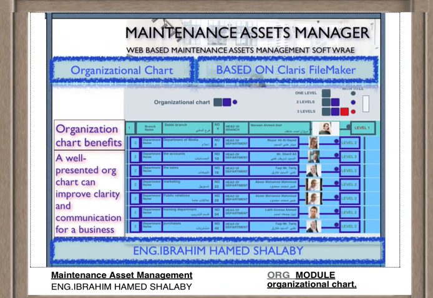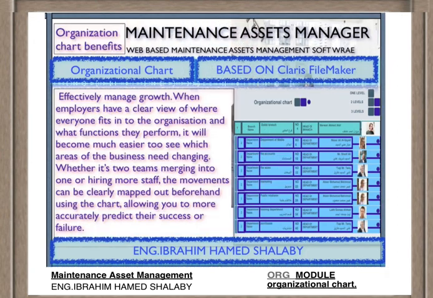Organization chart benefits. A well-presented org chart can improve clarity and communication for a business. Effectively manage growth. When employers have a clear view of where everyone fits into the organization and what functions they perform, it will become much easier to see which areas of the business need changing. Whether it's two teams merging into one or hiring more staff, the movements can be clearly mapped out beforehand using the chart, allowing you to more accurately predict their success or failure.